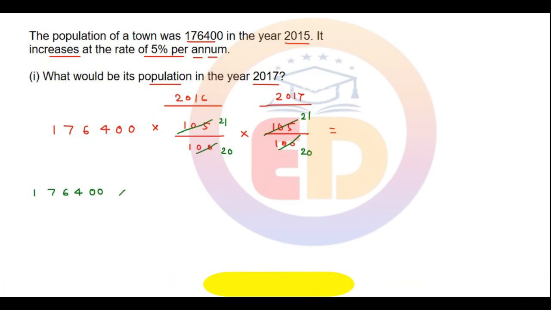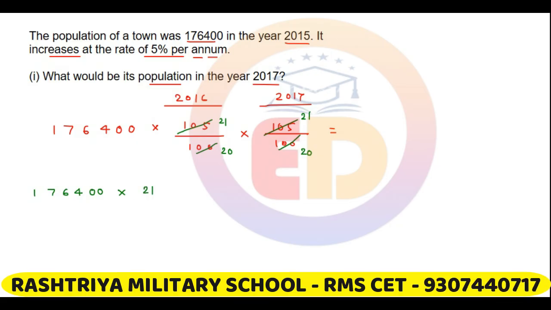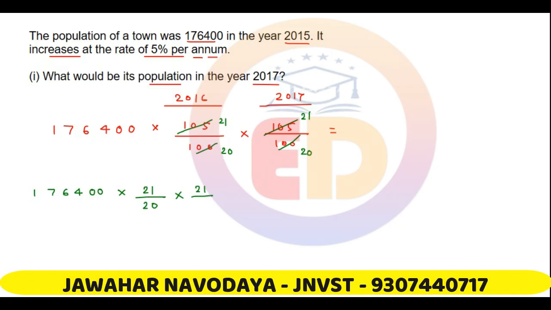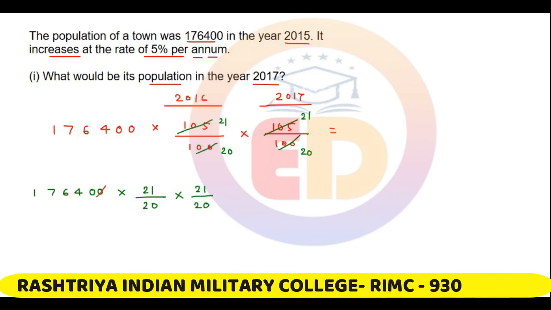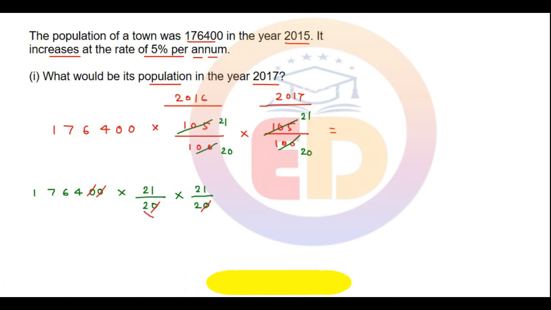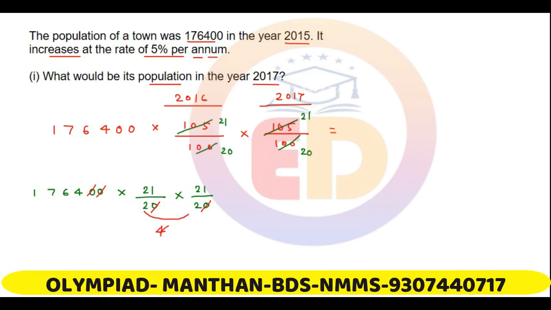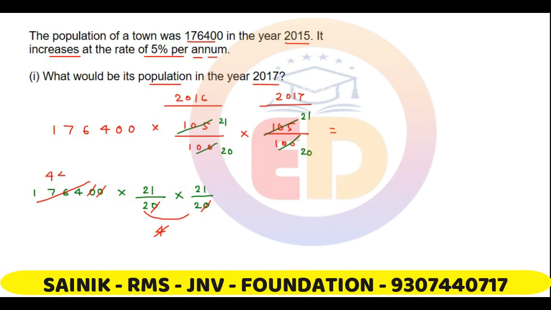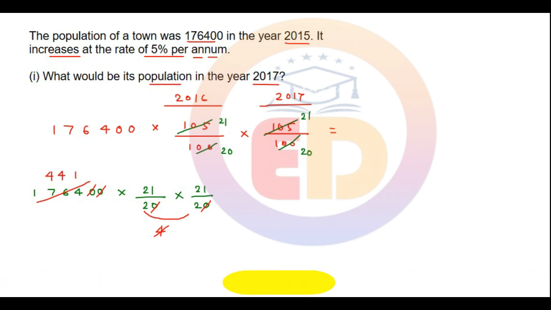176400 multiplied by 21 upon 20, multiplied by 21 upon 20. Cancel the 0 and 0. 2 into 2 is 4. Simplify this by 4. 4 4s are 16, and this is 1.